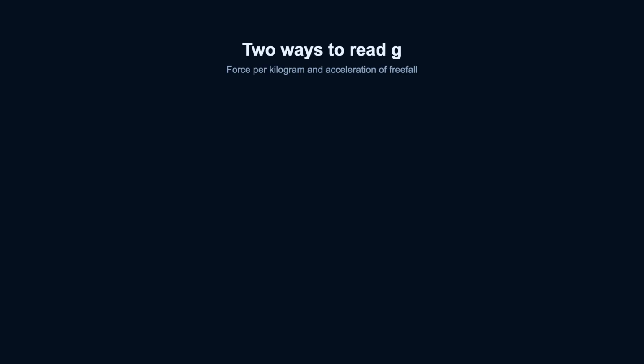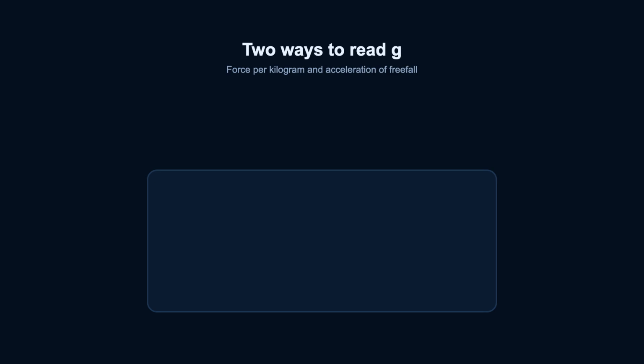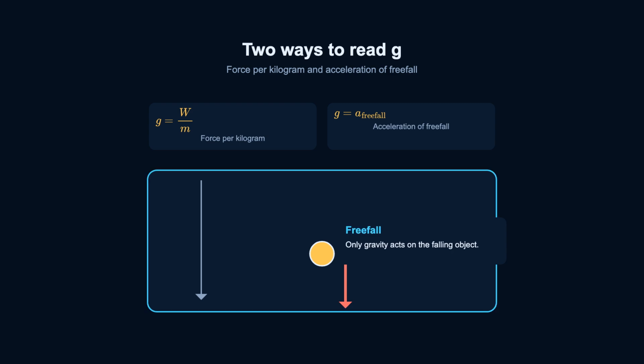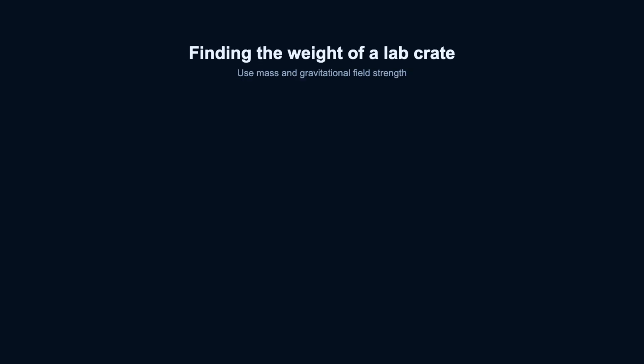There's a second, equally valid way to read that same symbol, g. Instead of thinking force per kilogram, think acceleration of free fall, the rate at which an object speeds up as it drops, with no other forces acting on it. Both readings describe the identical physical quantity. A strong gravitational field pulls harder on every kilogram, and it also makes objects accelerate downward faster when they fall freely. Try a concrete case.